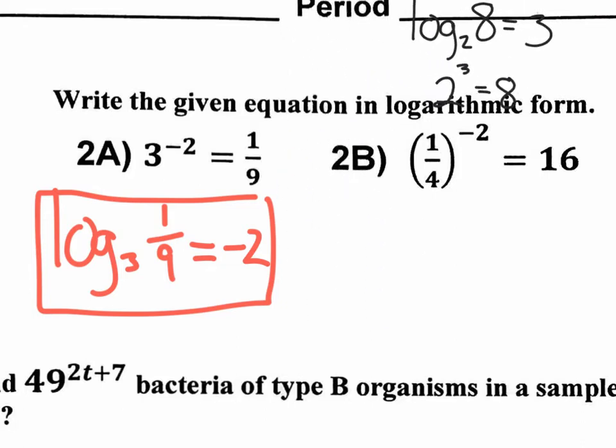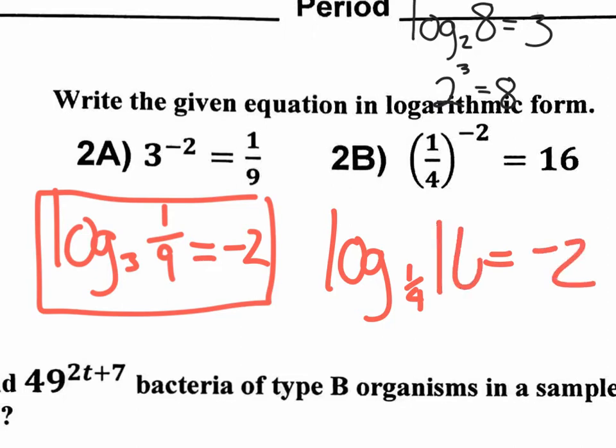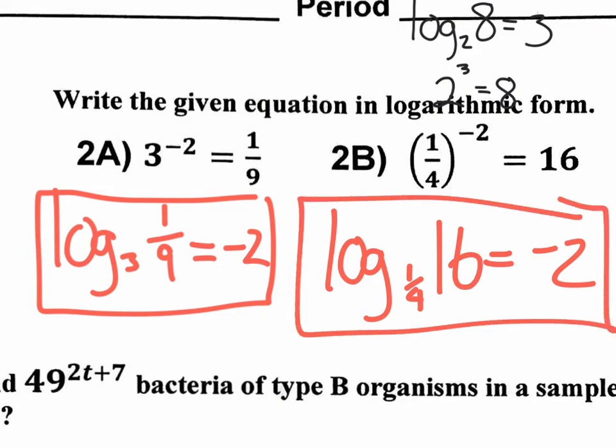So let's look at number 2b. Let's change to logarithmic form. It's going to be log base what? Base 1/4, because the base is 1/4. And the equal sign's right here. The exponent becomes the answer, negative 2, and the 16 comes in here. And there's your answer: log base 1/4 of 16 equals negative 2.